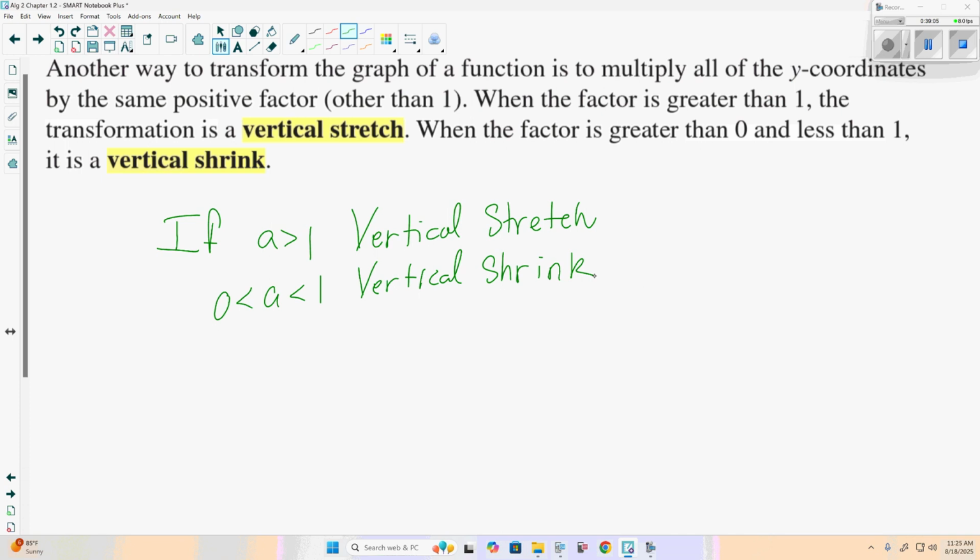So 2 is greater than 1, so it's a vertical stretch. Even if it is negative 2, it's still a vertical stretch because the negative is not attached to the vertical stretch or shrink. When that value of a is negative, we're specifically talking about the reflection. In that spot for a, if it's negative, it's a reflection. If we have a number besides 1, it's going to be stretch or shrink. The negative tells us reflection. The number tells us whether it's a stretch or shrink. All right.